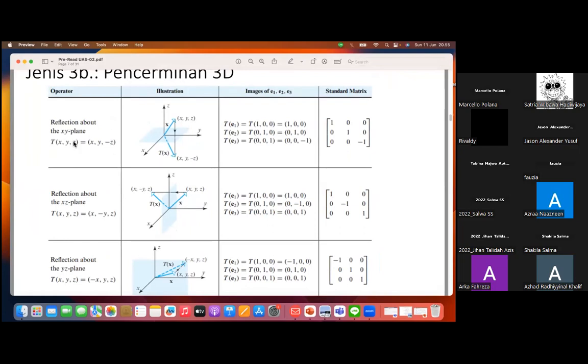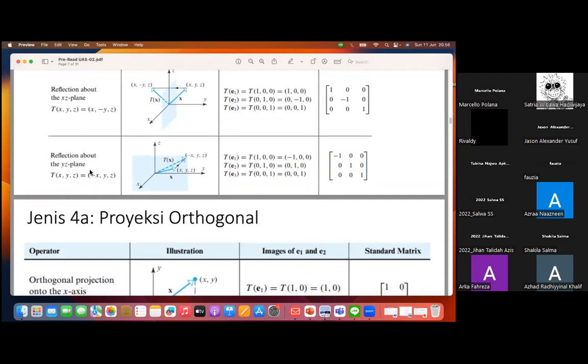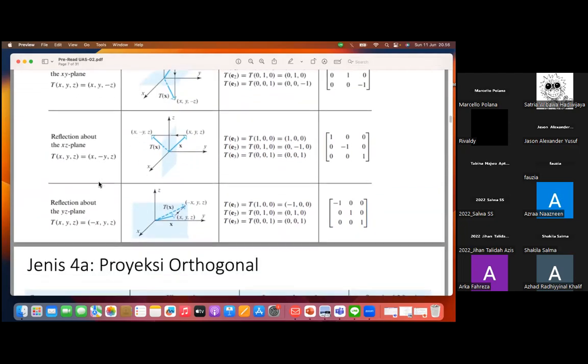The easiest way to memorize it is, let's say the xy plane, what is not present here? Z is not present here, so therefore your Z is negative. That's how I memorized it. For the xz plane, Y is not present, so negative Y, and apply the corresponding matrix. For the yz plane, X is not present, so X is negative.